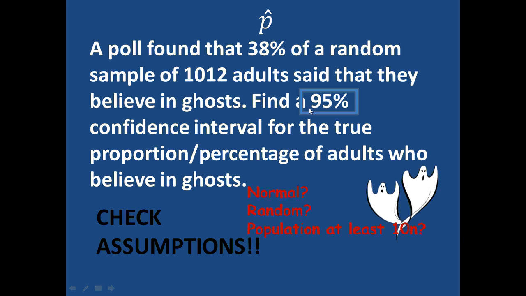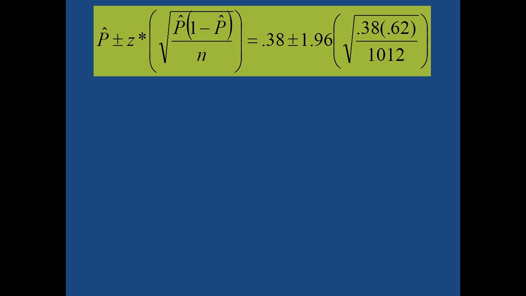We have our p hat, we have our confidence level, 95%. Okay, so that means we're going to use that z star. Remember, 95% is right around 2 standard deviations. It's technically 1.96. So here's going to be our setup here. Okay, here's the formula. We start to get this interval, right? Our estimate was 0.38. We're adding and subtracting 1.96 standard deviations. Okay, that's really what this is.